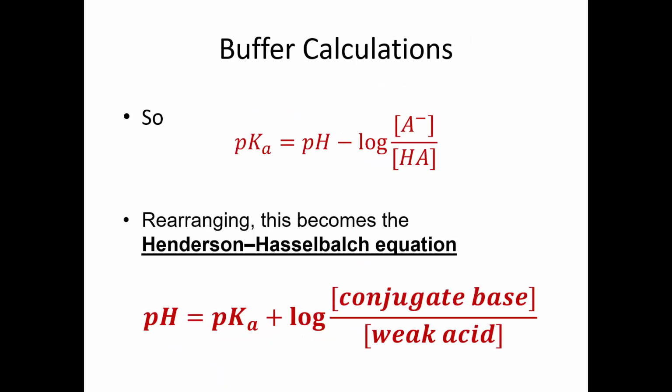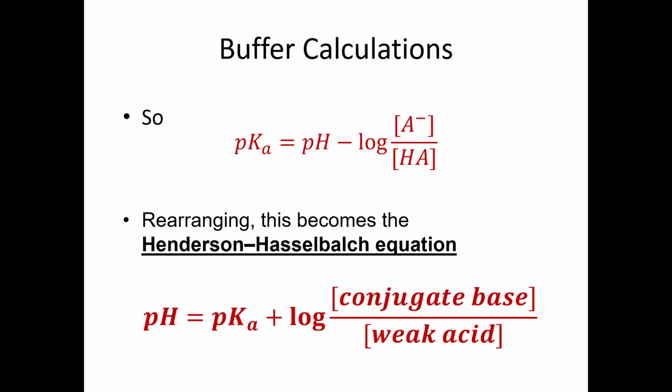So what I get is that the pKa equals the pH minus the log of the conjugate base over the weak acid. And this becomes the Henderson-Hasselbalch equation. We just rearrange it a little bit because we know pKa values. pKa values come from Ka values, and those are constants. Those are known values. They don't change. But pH changes. We don't know pH. We have to calculate pH. We rearrange this equation just a little bit to solve for pH instead of pKa.